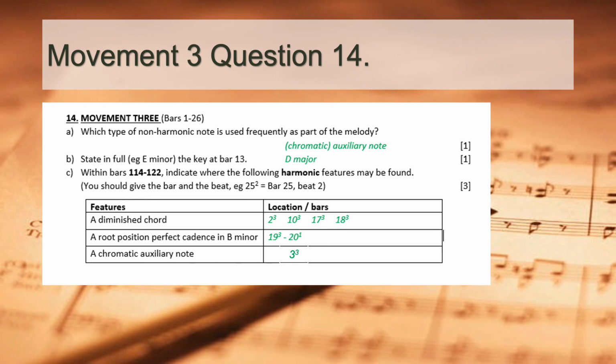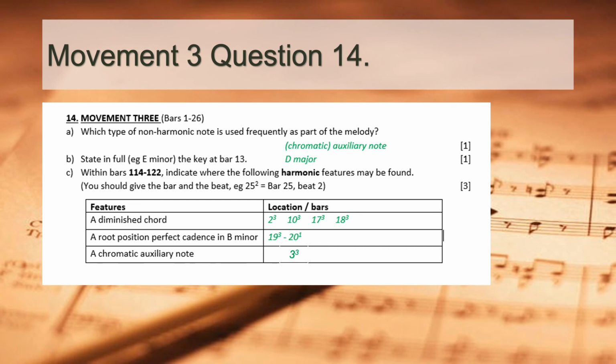We established that the key at bar 13 was D major. And then within the following bars, the features that we found were, oh, I've just noticed that it says within bars 114 to 122. That's not correct, is it? Let's ignore that bit. I'll change it.